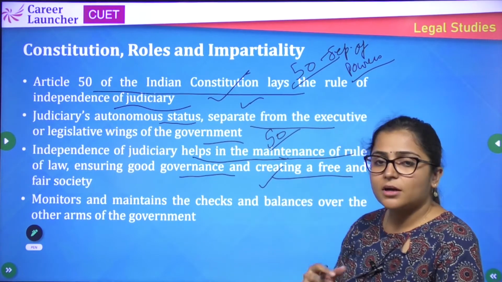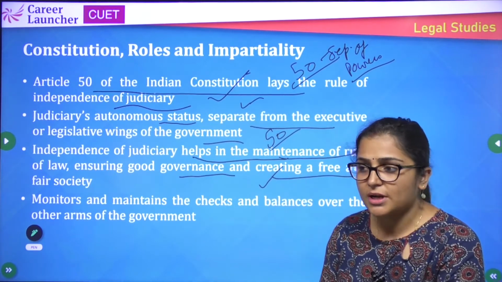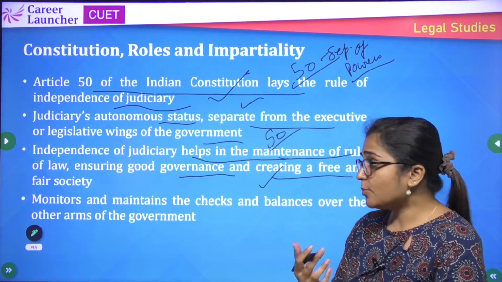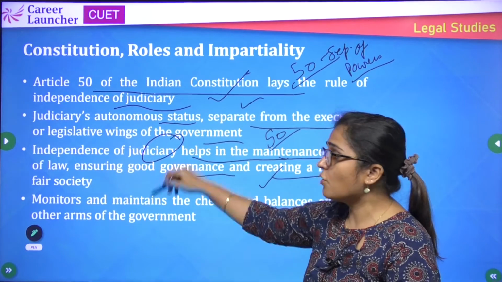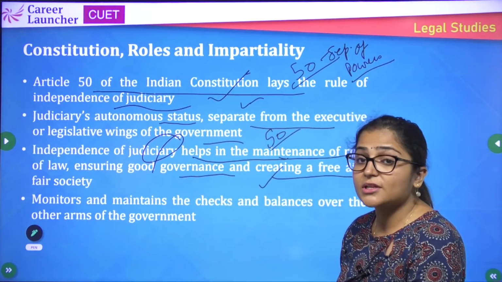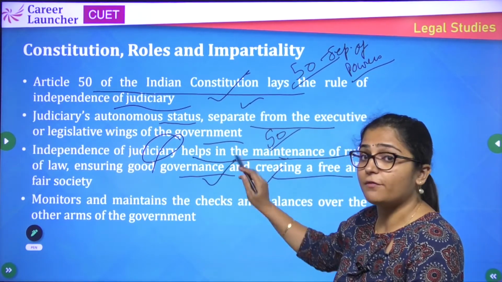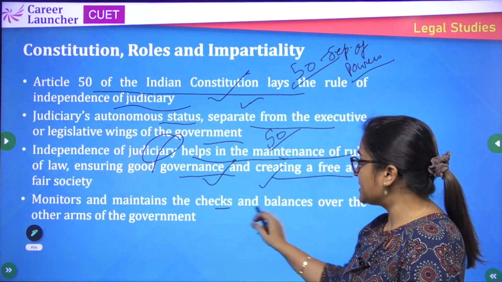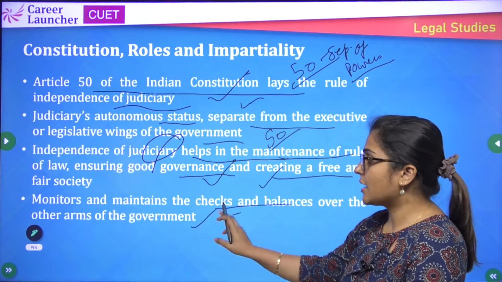Also, whether government is acting arbitrarily, या फिर country में rule है या नहीं, law है या नहीं, उन सबको देखने के लिए until and unless you go for an independent judiciary, it's not going to happen. So this plays a very important role in any legal system. It monitors and maintains the check and balance over the other arms of the government.